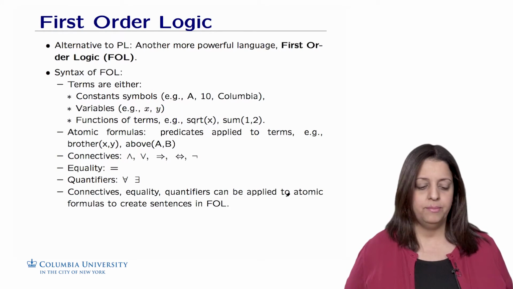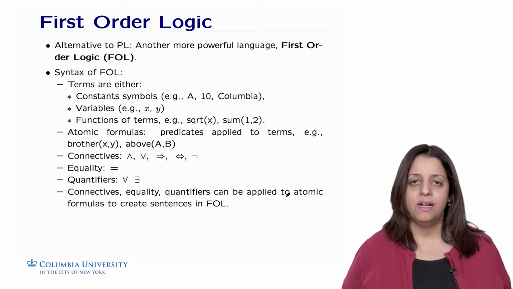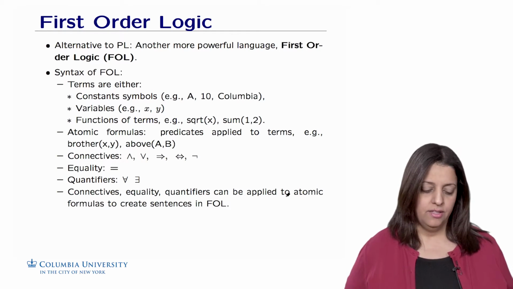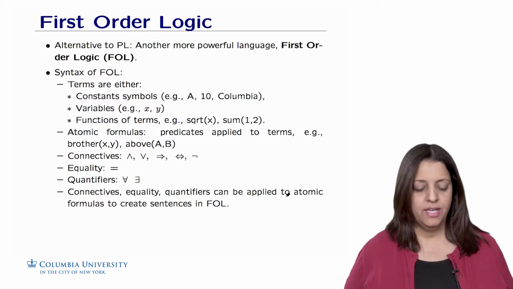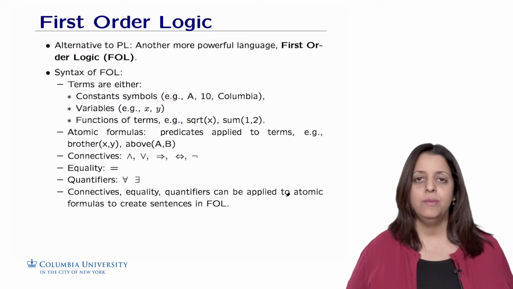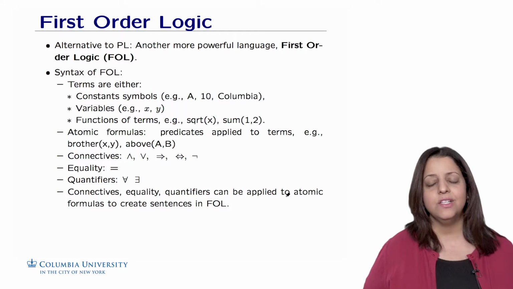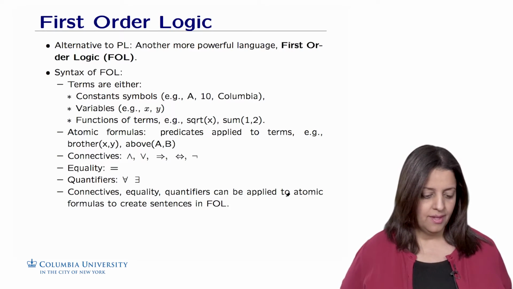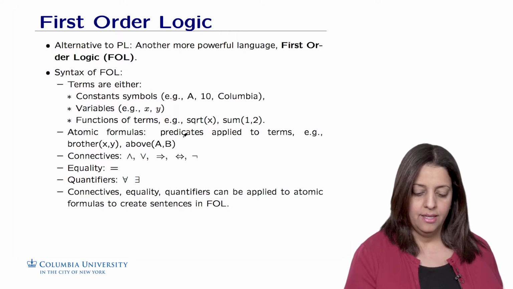So what is the syntax of first-order logic? Now we have terms that can be either constant symbols, such as A, 10, or Columbia, variables that are x, y, z, etc. And also we could use functions in terms, for example, square root of x, sum of 1 and 2, etc. So we are going to make the language richer with constants, with variables, and with functions. You could see already that instead of saying square 1 is clean, we could just use a variable to express any square.